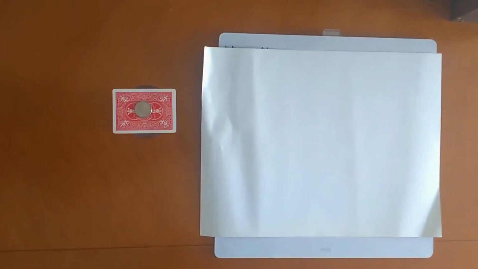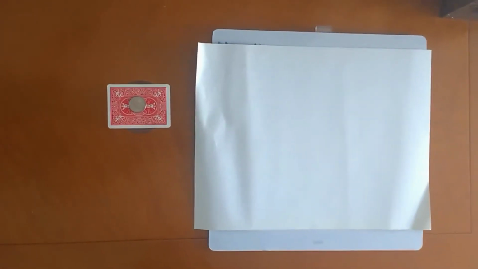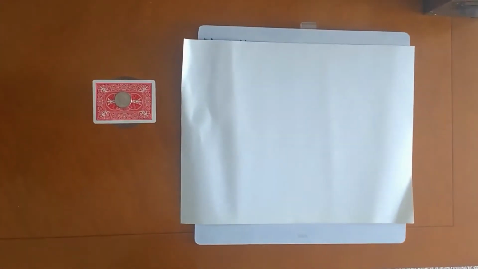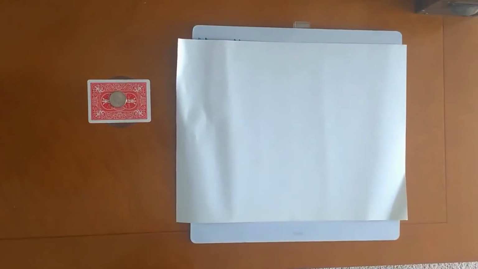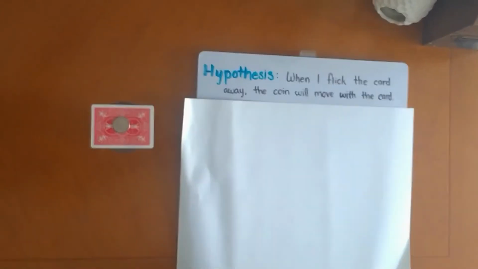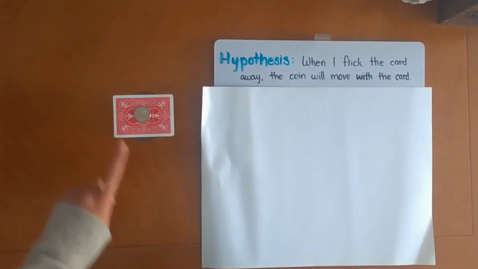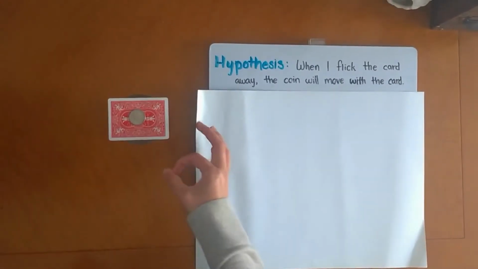Now, with any science experiment, we need to develop a hypothesis. Remember, a hypothesis is an educated guess about what you think is going to happen. So for my hypothesis, I wrote that when I flick the card away, the coin will move with the card. Let's see what happens and gather some results.